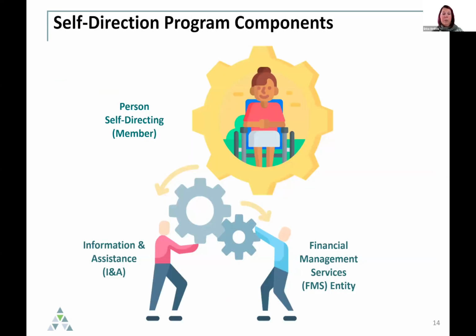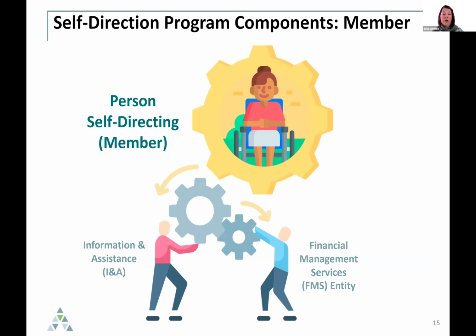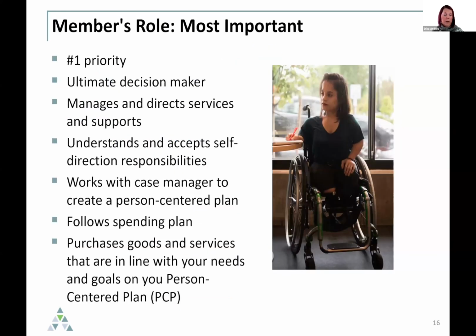So now we're going to talk a little bit about the different components of self-direction. All these components work together to make sure that you're all successful in self-direction. So the first component is you, the person self-directing, or the member. The member is the number one priority. You are the ultimate decision maker. The member manages and directs the services and supports. They understand and accept the responsibilities of the program.